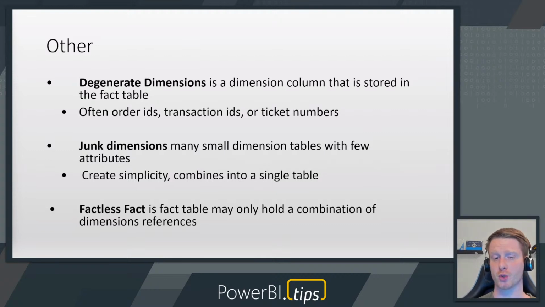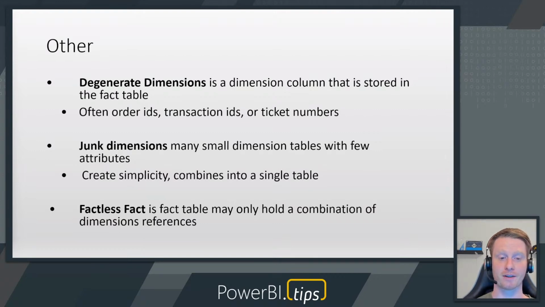Junk dimensions, this was just one way of us combining small dimension tables, few attributes. I don't see this too often in Power BI, to be honest, but we think it's important to understand so that if someone comes and tells you that this is a junk dimension table, at least you know what they're talking about. So really it's just for simplicity, right? Where we combine all these little tables and just put them in one big table.